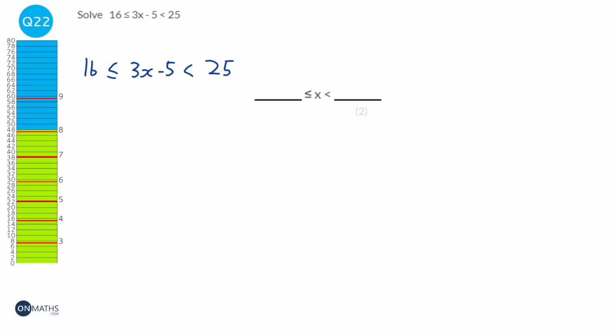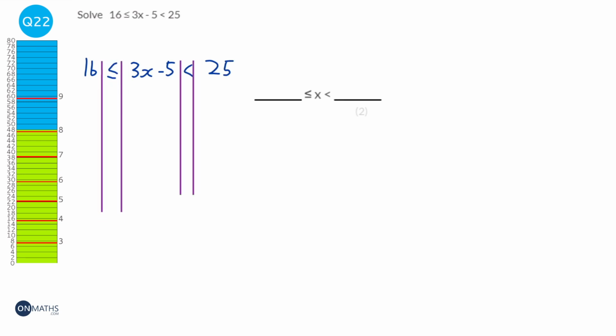Okay, the way we solve this is very similar to solving an equation with equal signs, but this time we're going to do 2 tramlines because there's 3 sides of this inequality, and we need to get x on its own. So looking at the fact that we've got 3x minus 5, we're going to deal with that minus 5 first. So we're going to add 5 to all 3 sides.